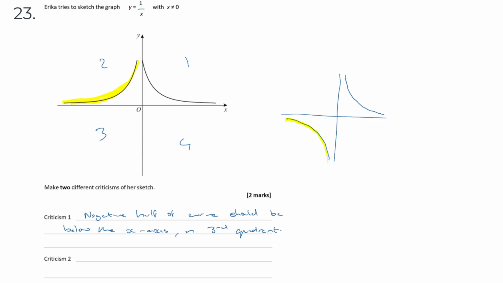The next bit here is this bit up here. It's actually touching the curve, whereas you can see on mine, it kind of gets close to the axes, but never crosses or touches. Okay, so I'm going to write that down. So graph touches the y-axis, but graph is undefined at this point.